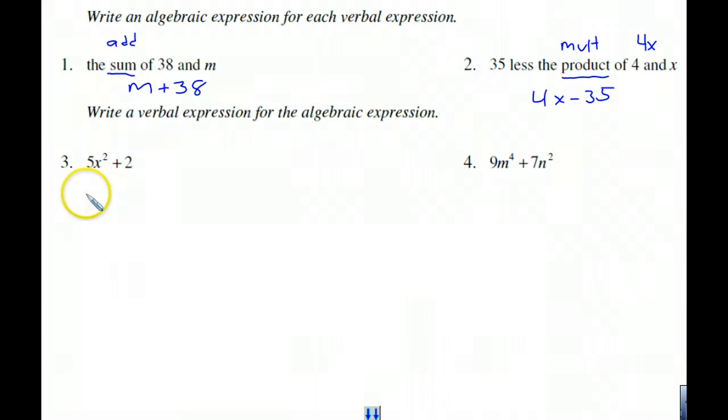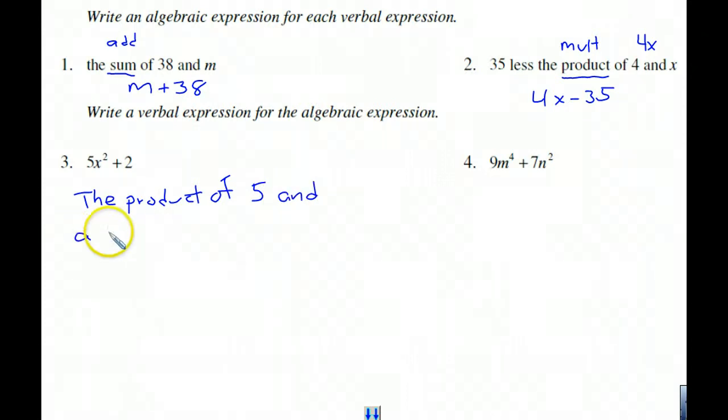So we could say, how about number 3, 5 times x to the second power plus 2, or the product of 5 and a number squared and 2. That might be a good one. So let me just write it out. The product of 5 and a number squared plus 2.